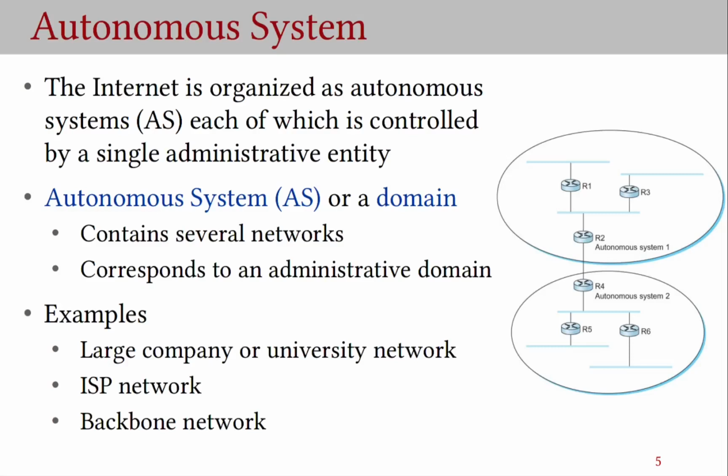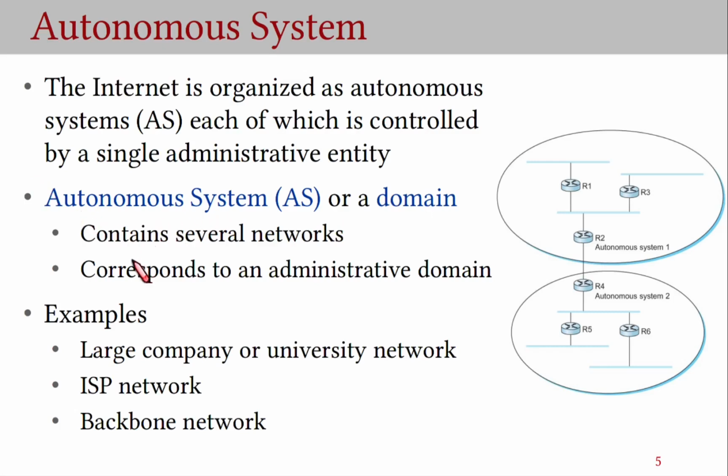The internet contains hundreds of thousands of networks. So the complexity of routing through such a huge network is managed by imposing hierarchies. The internet is organized as autonomous systems, each of which is controlled by a single administrative entity. So an autonomous system is also called a domain. So interdomain and intradomain, those terms come from this.